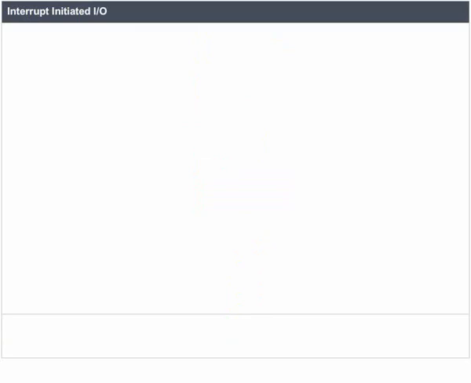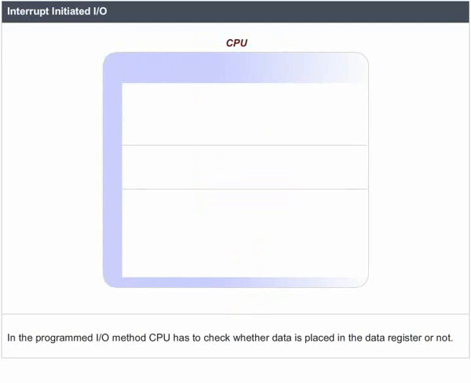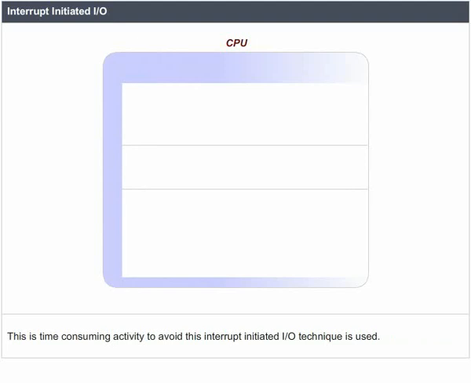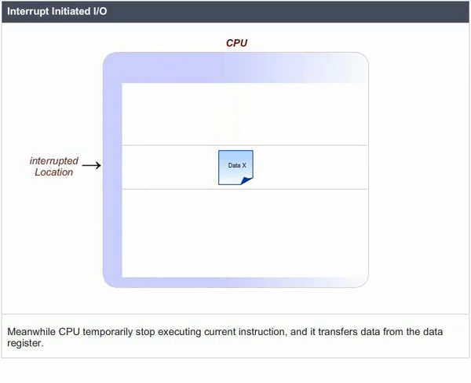Interrupt-initiated input-output. In the programmed input-output method, the CPU has to check whether data is placed in the data register or not. This is a time-consuming activity. To avoid this, the interrupt-initiated input-output technique is used. When data is placed in the data register, the interface gives an interrupt to the CPU that data is available in the data register. Therefore, the CPU reads the data. Meanwhile, the CPU temporarily stops executing the current instruction and transfers data from the data register.